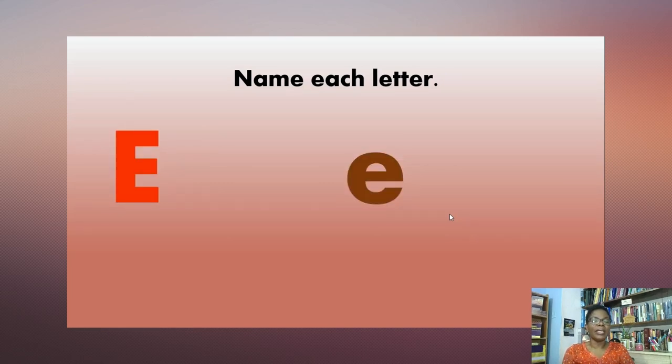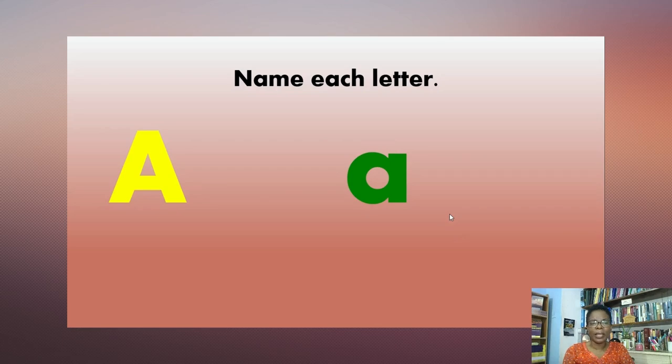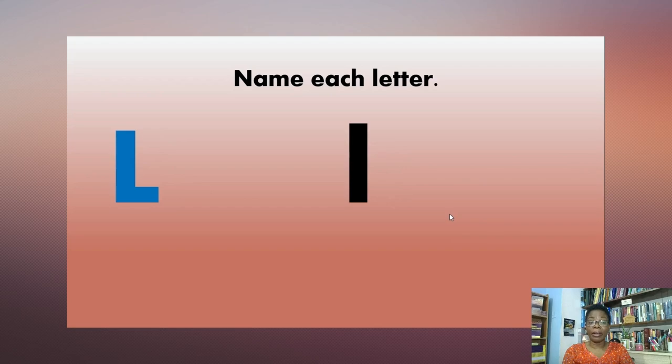E, capital E in orange, and the common E in brown. E, the vowels. Another vowel again, capital A in yellow, and common A in green. Capital L in blue, common L in black. Have you seen your favorite letter as yet, or your favorite color?